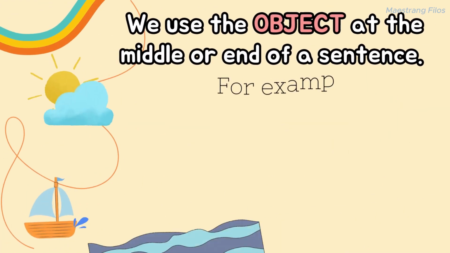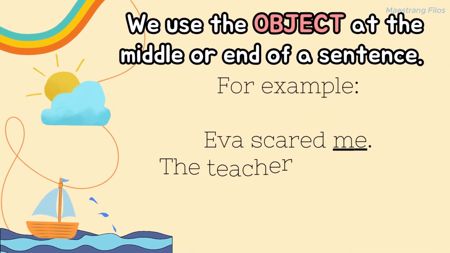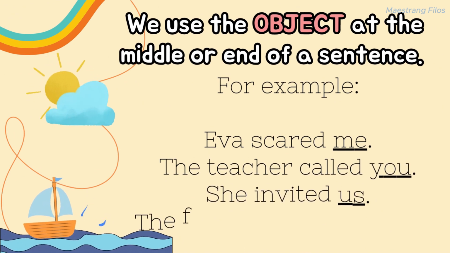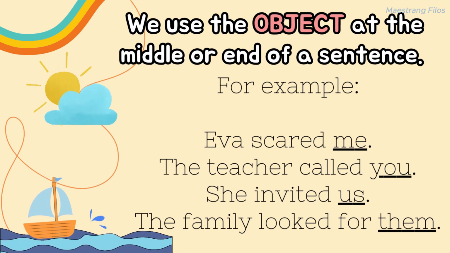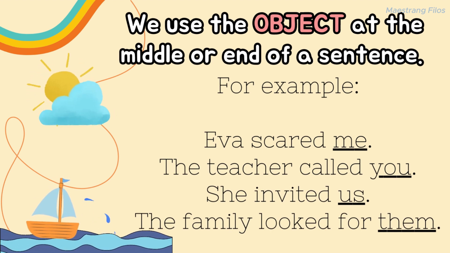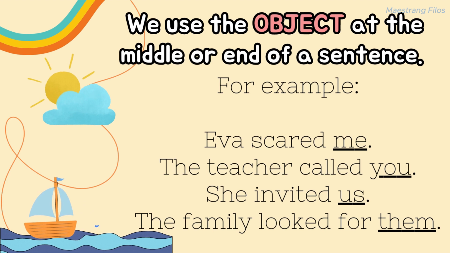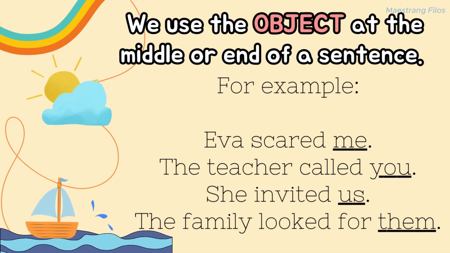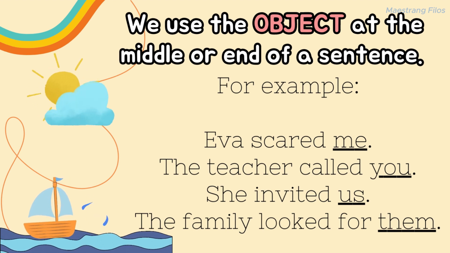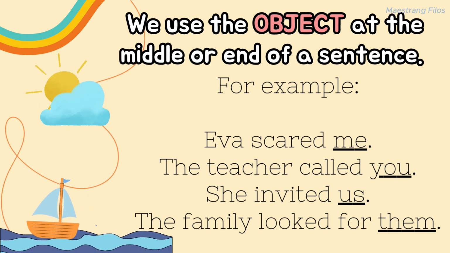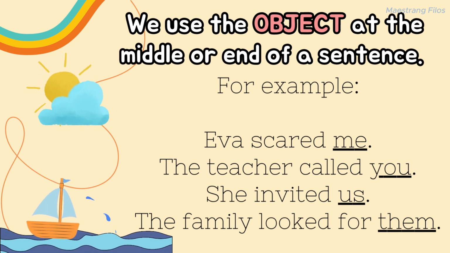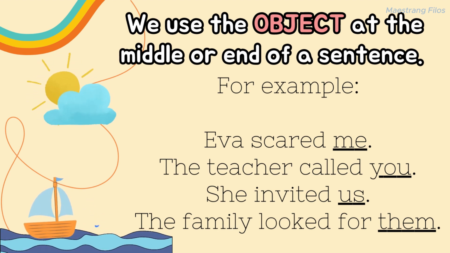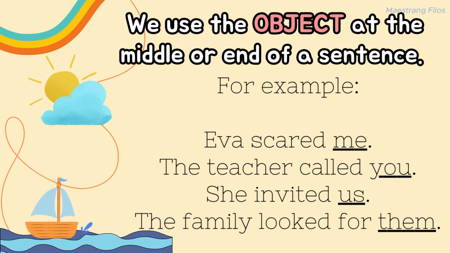We use the object at the middle or end of a sentence. For example, Eva scared me. The personal pronoun is me. The teacher called you. The personal pronoun is you. She invited us. The personal pronoun is us. The family looked for them. The personal pronoun is them. The underlined pronouns act as the object of the sentence. That is why they are located at the end of the sentences.